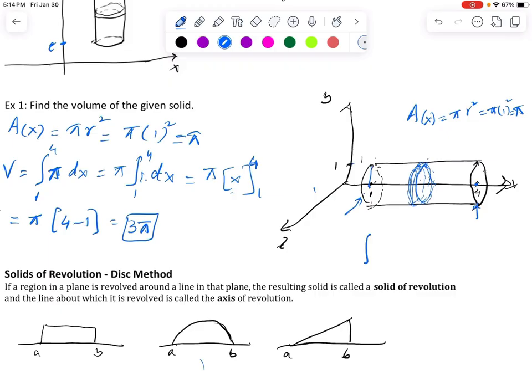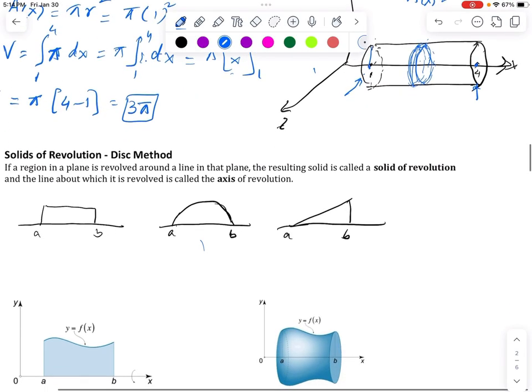This is how, using calculus, we found the value of the volume. But what if we think about it with the formula, the area of the base times height? The base looks like a circle, so the area of the base is pi r squared, with r equal to 1, times the height. What is the height? The length is basically the height, so 4 minus 1, which gives you 3 pi. So we got the same answer.